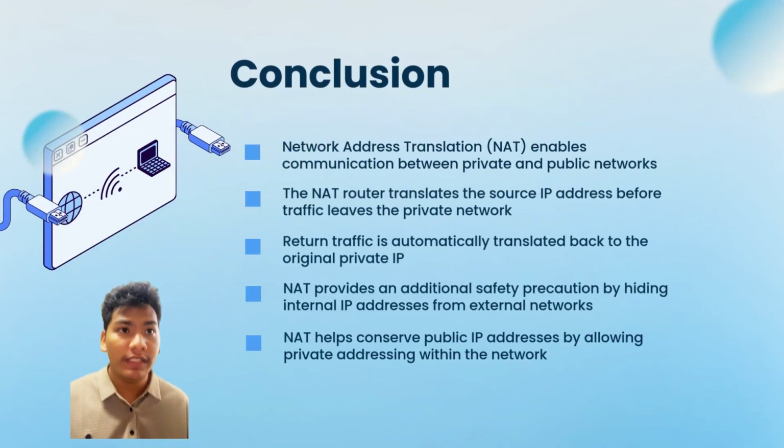So, in conclusion, network address translation enables communication between a private and a public network by translating IP addresses at the router. Because private IP addresses are not routable on the internet, NAT allows internal devices to access external networks. In the demonstration before, static NAT provides a one-to-one mapping between a private IP address and a public IP address. The source address is translated when traffic leaves the private network, and the response is translated back automatically. This translation process works independently of application protocols such as HTTP traffic, as I demonstrated before.